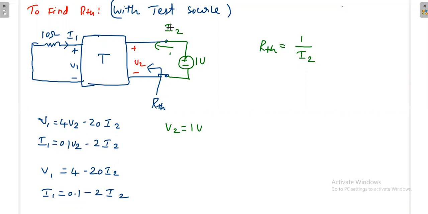To find I2, V1 and I1 are there. Then from this, what can we do further? What is I2? Yes, sir, how to find it out? Any idea?